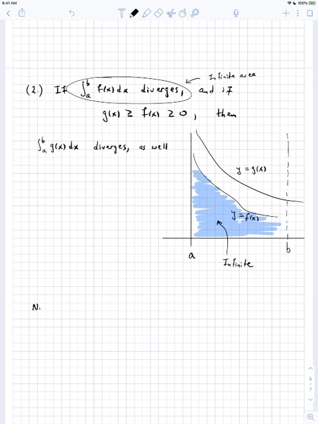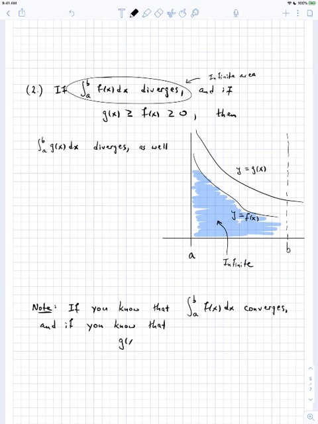So note, if you know that the integral from a to b of f of x dx is finite, so converges, and if you know that g is bigger than f, what does this tell you?